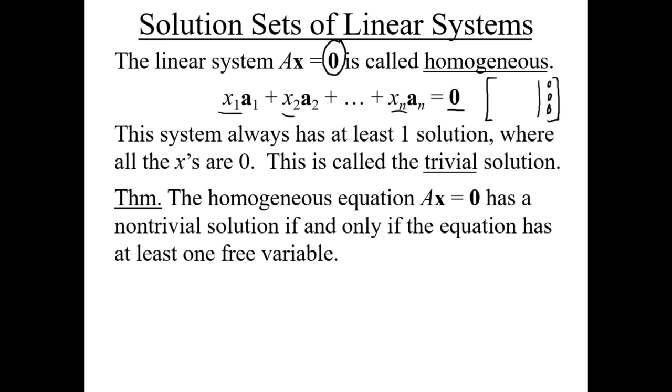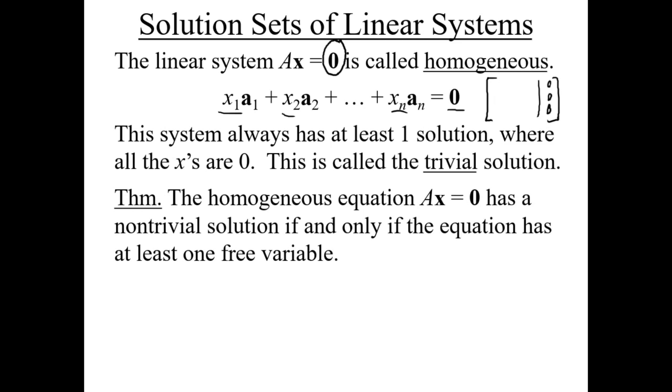So, theorem. The homogeneous equation Ax equals 0 has a non-trivial solution if and only if the equation has at least one free variable. Remember, we've talked about how when we're solving systems of equations, we have three different possible outcomes. Either there's a unique solution, multiple solutions, or no solution. Well, for homogeneous, we're ruling out no solution, because there's always at least one. If it's a unique solution, then it will always be that trivial solution. If there's only one solution, it's going to be trivial.